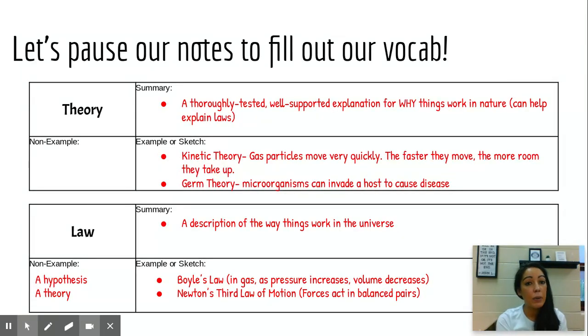A good example, or two good examples of theories, are the kinetic theory. This explains Boyle's law.